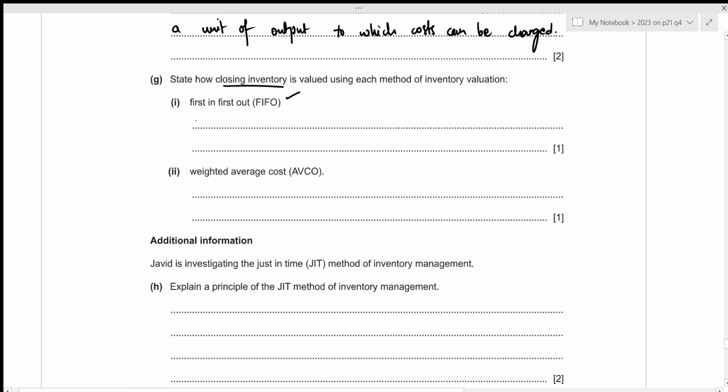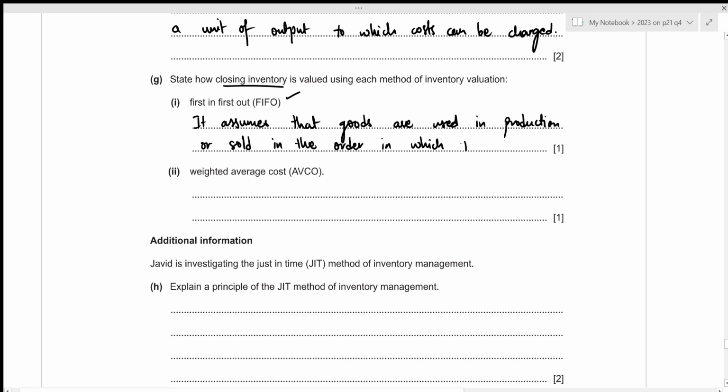Let's write it down. It assumes that goods are used in production or sold in the order in which they are received from the supplier.